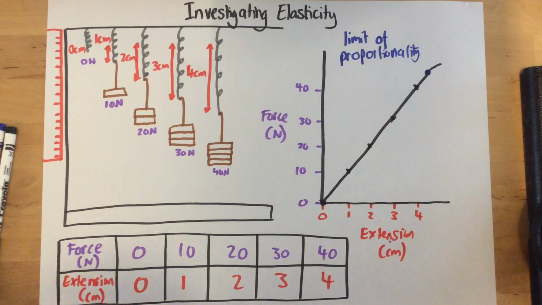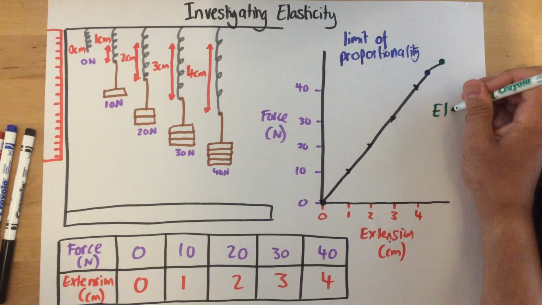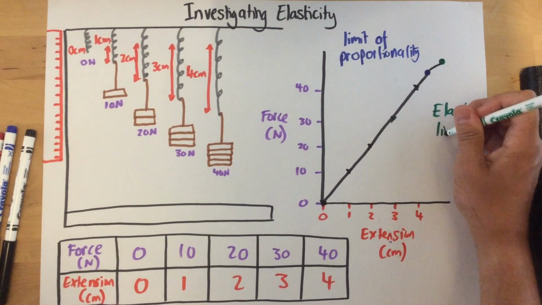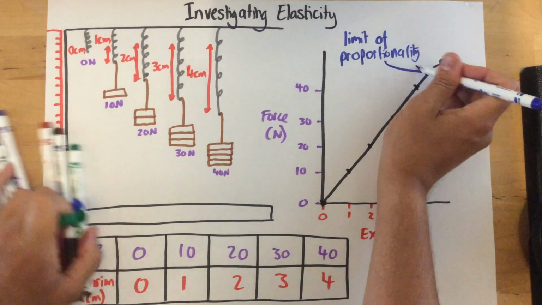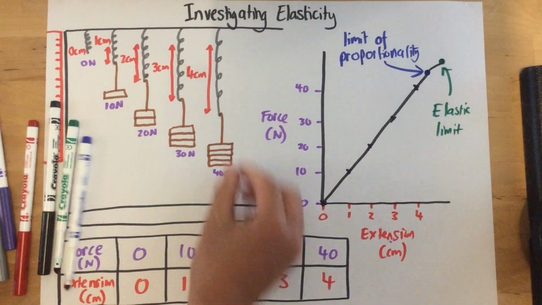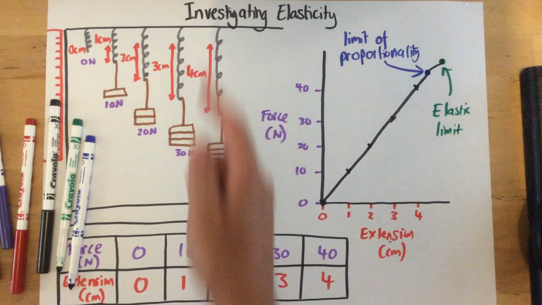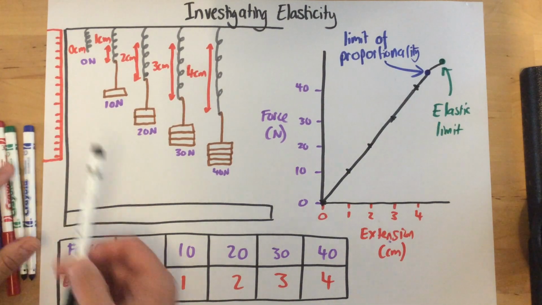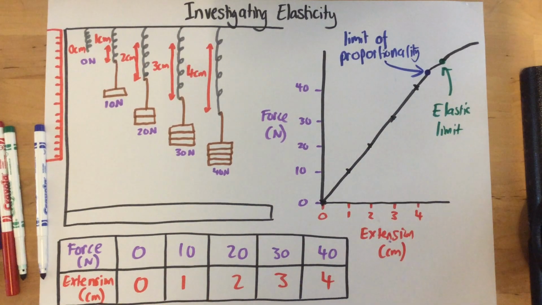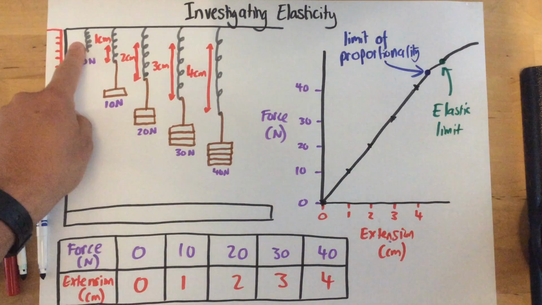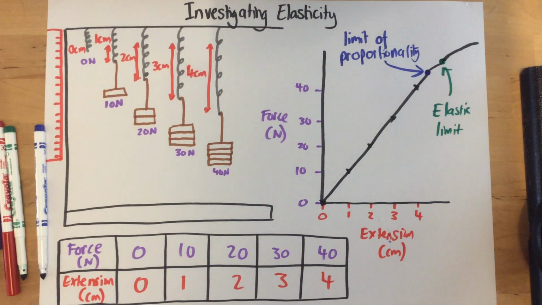Now, if we keep going a little bit further, we get to another point, which is called the elastic limit. The elastic limit is when you've added so much force that the spring can no longer return to its original shape. It's said to be inelastically distorted. So after that point, the spring will not return to its original shape. It is now inelastically distorted.